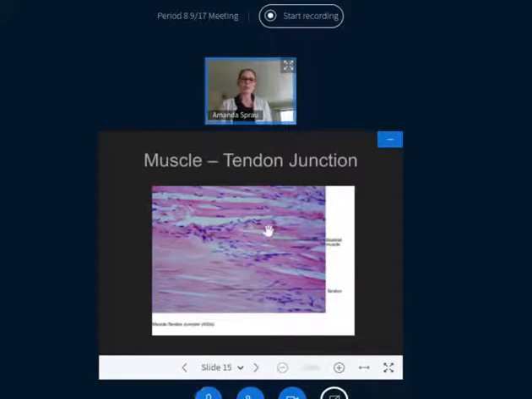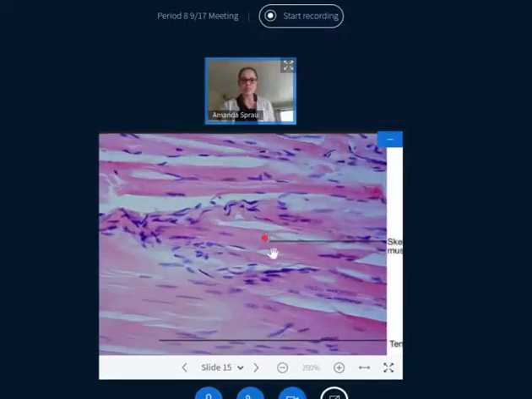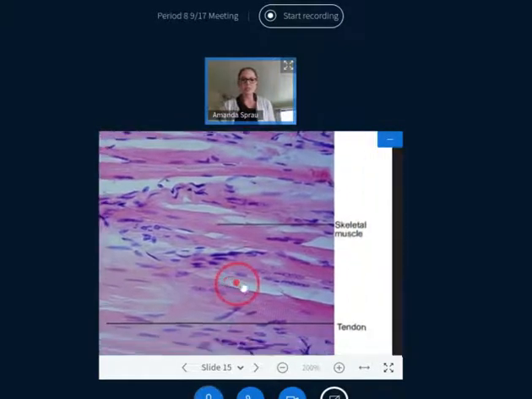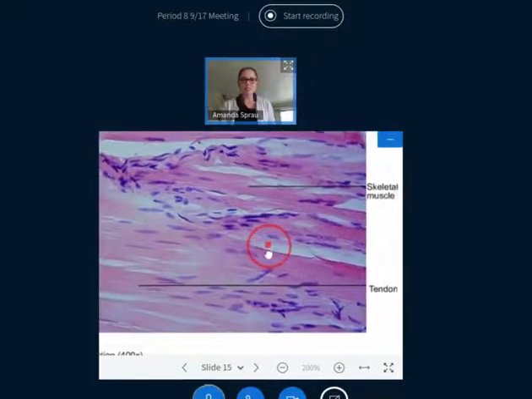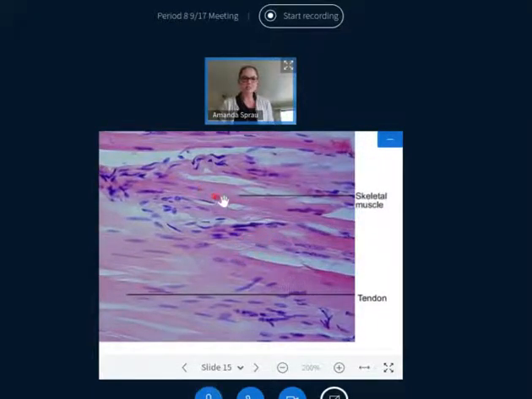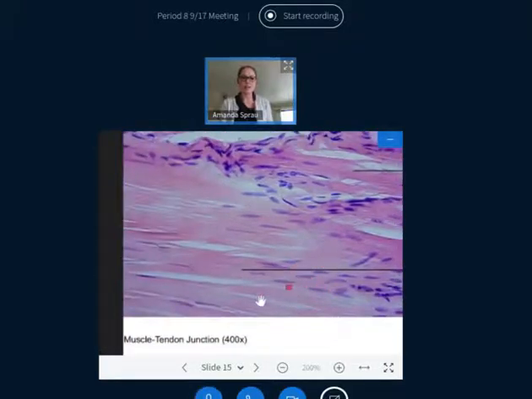This is a great picture to show you that muscle tendon junction. So muscle is our third type of tissue we've talked about, and tendons were an example of our dense connective tissue that we just finished. What I want you guys to see is here's our skeletal muscle. There's all those nuclei in the skeletal muscle, and you can kind of see the striations in it. And then there's our tendon, that's our example of dense connective tissue.